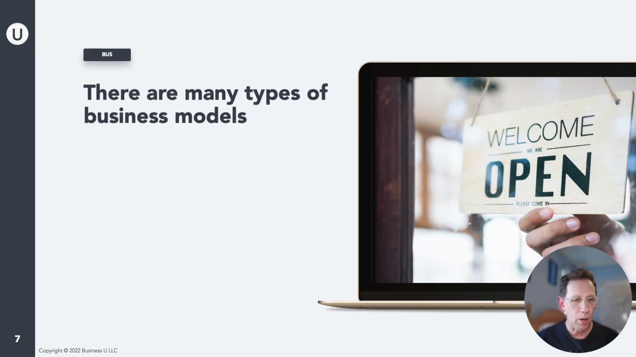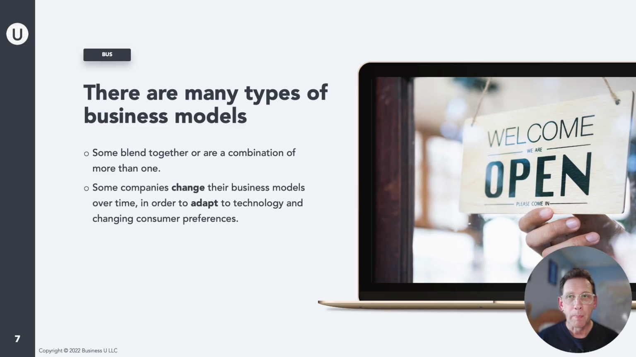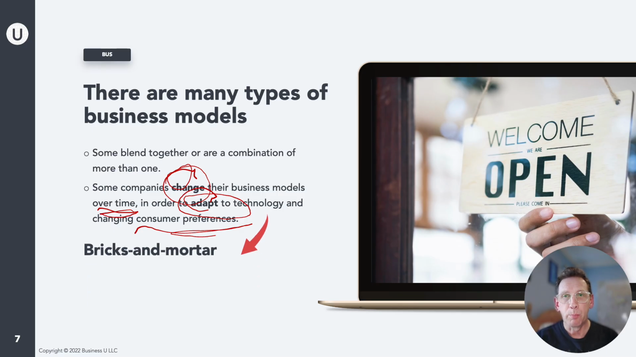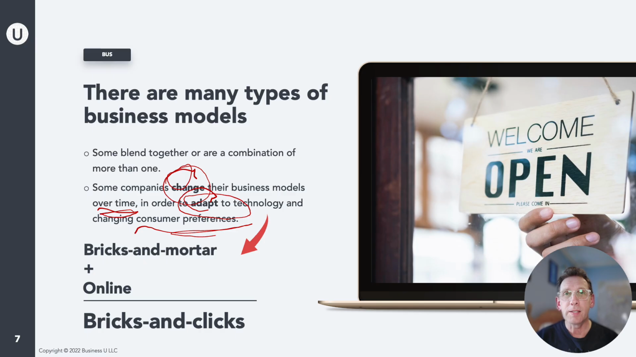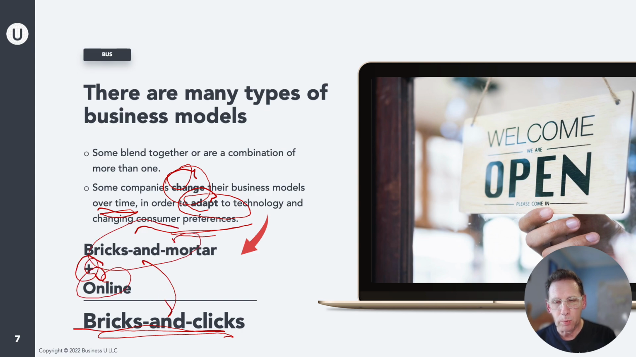Now, really, when it comes down to it, there are many types of models. So some blend together and some are a combination of more than one type of business model. And often some companies change their business models over time because they're trying to adapt to technology or changing consumer preferences. For example, bricks and mortar, which is typically a regular storefront that you'd see in a mall or wherever. But if they add an online component, like an online store, this then becomes what is known as bricks and clicks. Okay, so bricks and mortar plus your online equals your bricks and clicks.